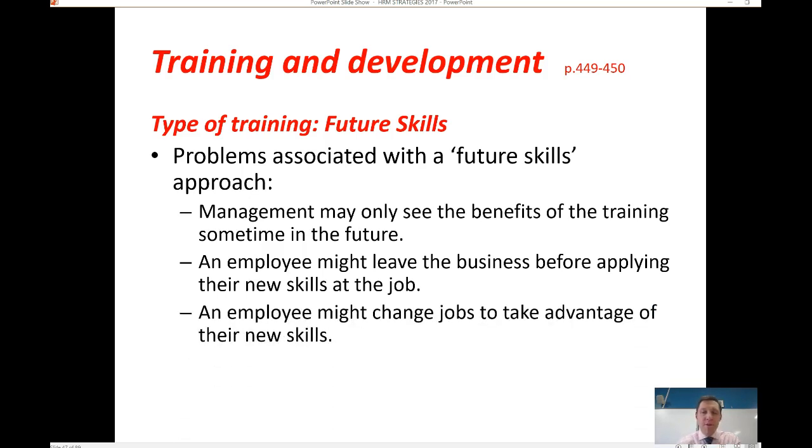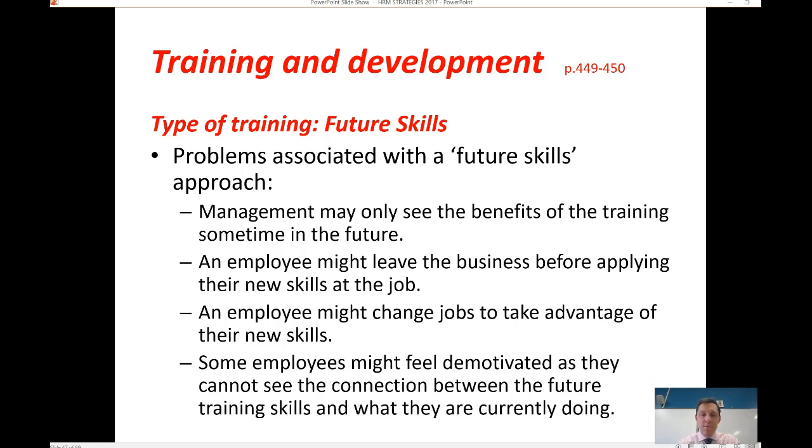The person might change jobs internally, and therefore they might not be able to implement those skills, or they might change jobs internally in order to take advantage of their new skills. Some employees might feel demotivated as they can't see the connection between the future training skills and what they're currently doing, and other workers might feel demotivated because they can see their peers getting trained, they're not, so therefore they're thinking, well, does this organisation actually value me? Do they see a future for me? And they start to question their role within the organisation.